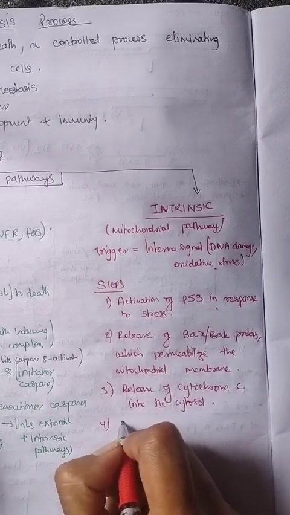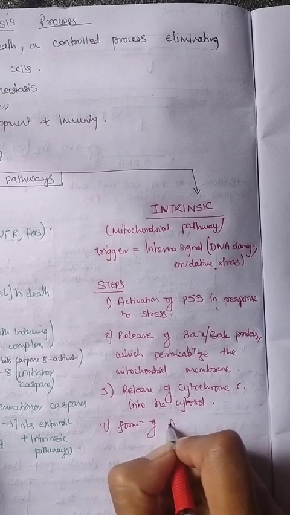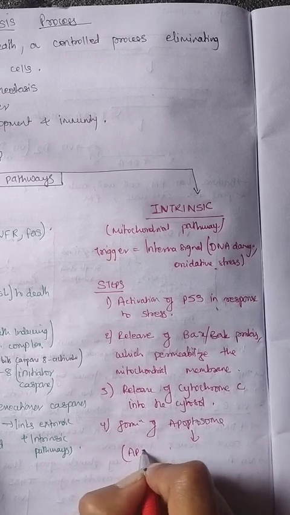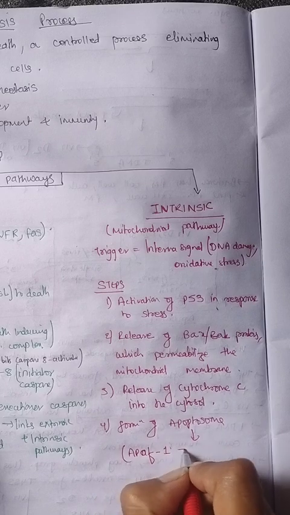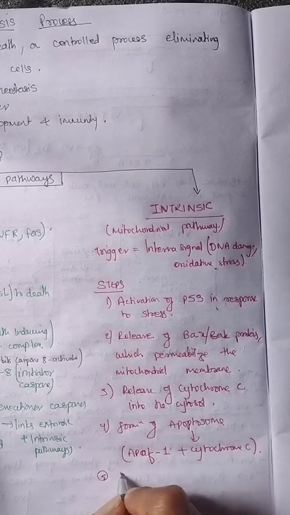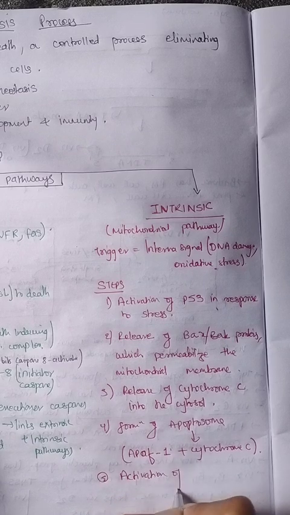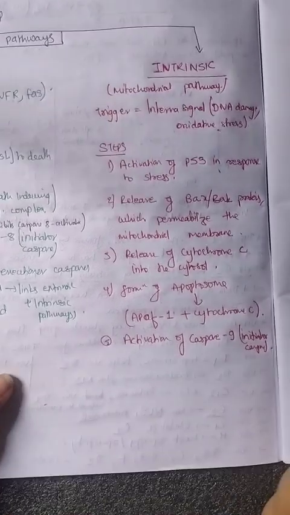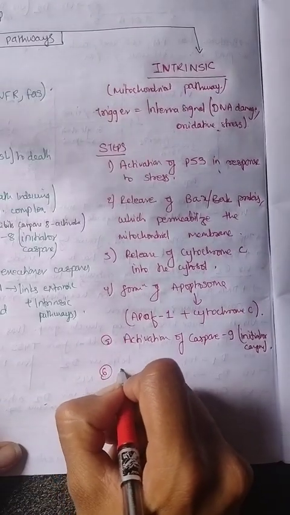Then formation of the apoptosome, that is APAF1 plus cytochrome c. Then activation of caspase-9, which is the initiator caspase. Then activation of executioner caspases 3 and 7, leading to cell death.